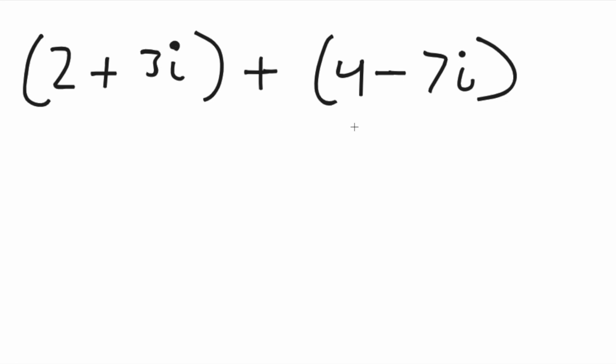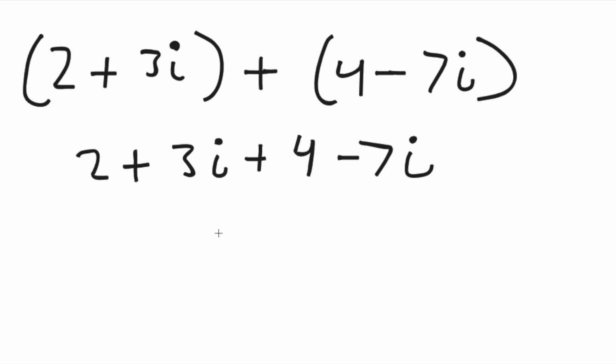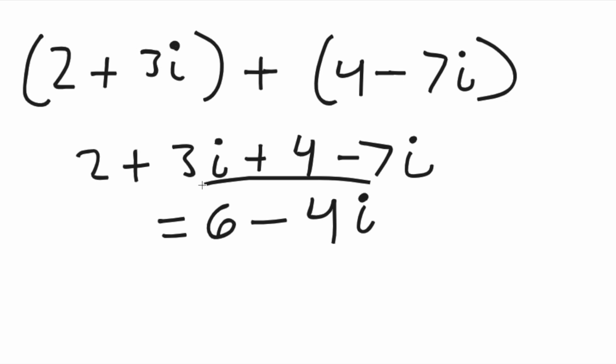So let's start off with an example here. The first rule is to remove the parentheses, so in this case, just write 2 plus 3i plus 4 minus 7i. Combine the like terms, second rule, that's it. And then our answer is 6 minus 4i. As you can see, 6 is the real number, and then 4i is the imaginary number.